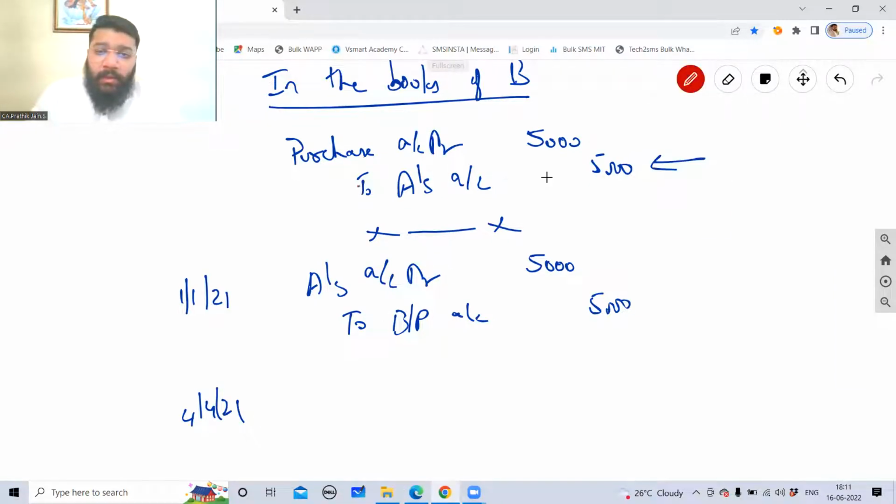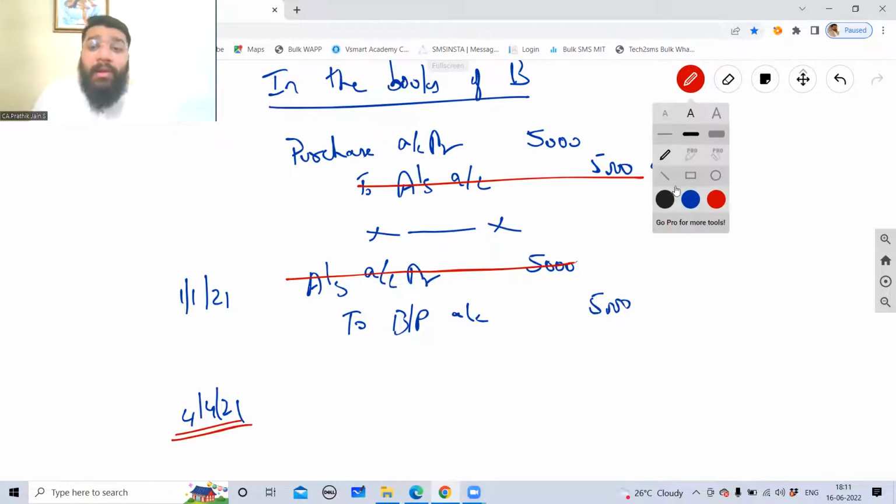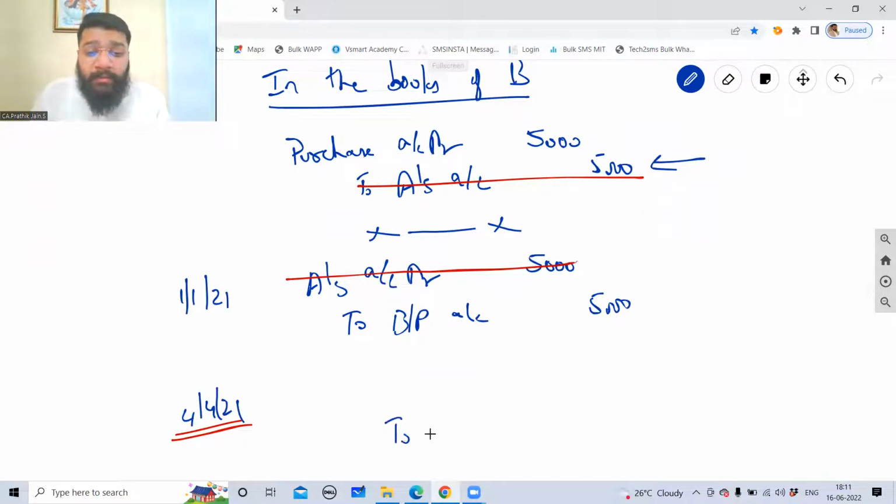Now A is already closed. So we have to recreate A because on 4/4/21, bills payable loses its validity. Therefore, I need to recreate A. So to recreate A is what? Creditor for B. So I need to recreate the creditor by giving a credit to A's account 5,000.